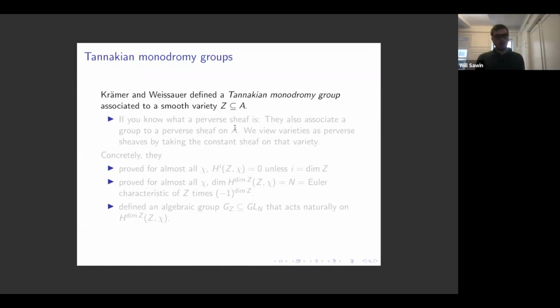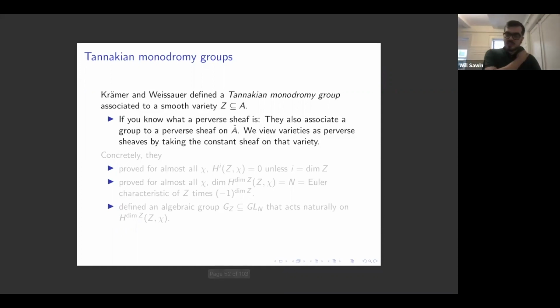So the key tool that we use to prove this big monodromy theorem is called the Tannakian monodromy group. And in this context, they were defined by Krämer and Weissauer. And there's one for every smooth variety inside A. And if you know what a perverse sheaf is, I can tell you that there's actually a Tannakian group for every perverse sheaf on A. This is a generalization because every variety gives you a perverse sheaf because you can take the constant sheaf and shift it and it'll be perverse.